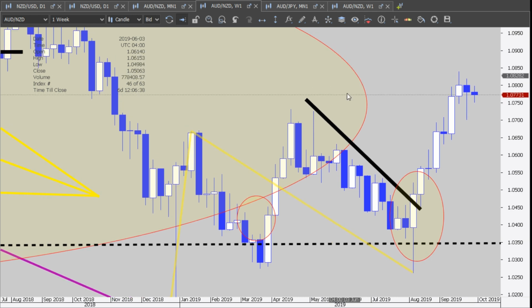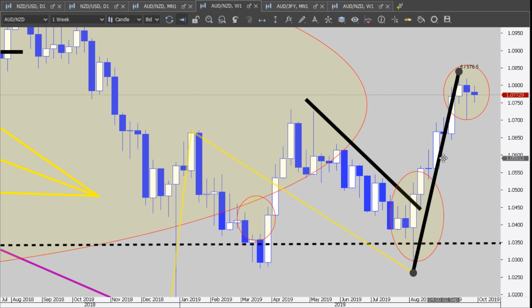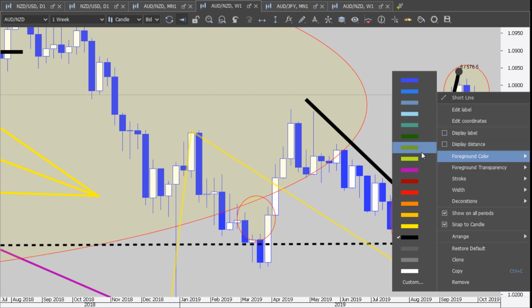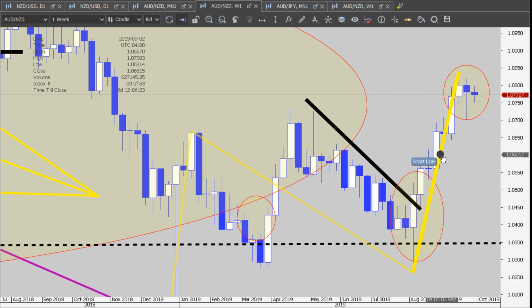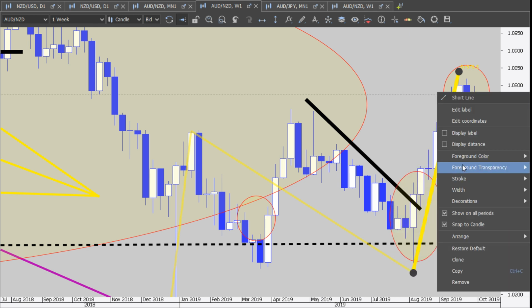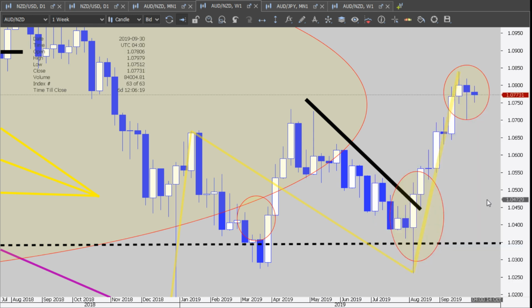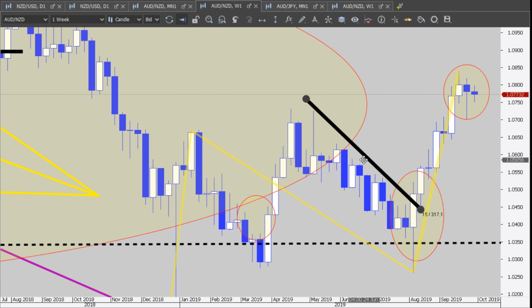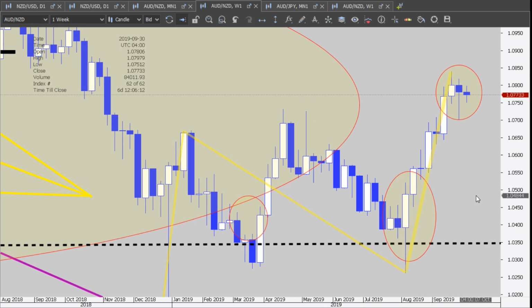So should you buy the market right now? Should you buy the market? Should you be long on the AUD NZD 1 hour chart, 2 hour chart, 15-minute chart? What do you think? Should you be long? Should you be short? Should you buy right now? Should you stay out?